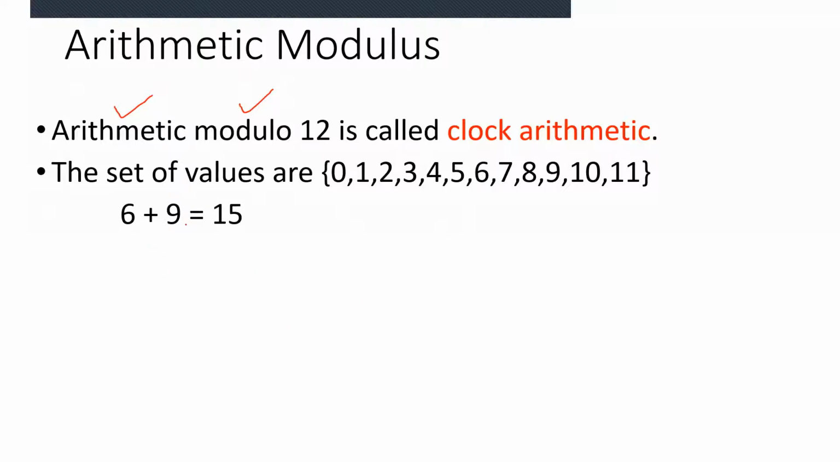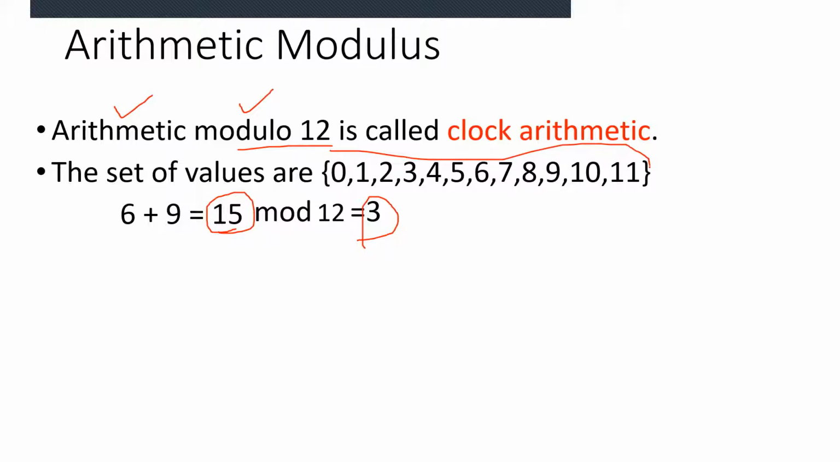So you will first perform 6 plus 9, which is 15. Then you have to find mod with 12. So mod with 12 will give you 3. Our intention is to bring the values down to the range. You know that 15 is greater than 12, so you will be bringing the number into the range from 0 to 11.